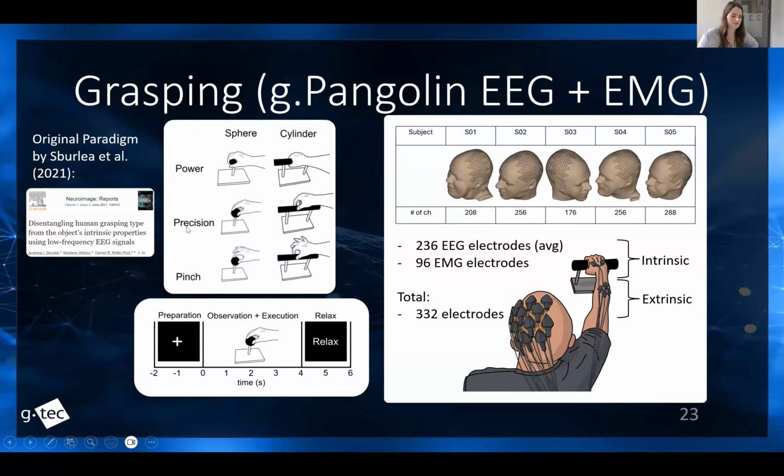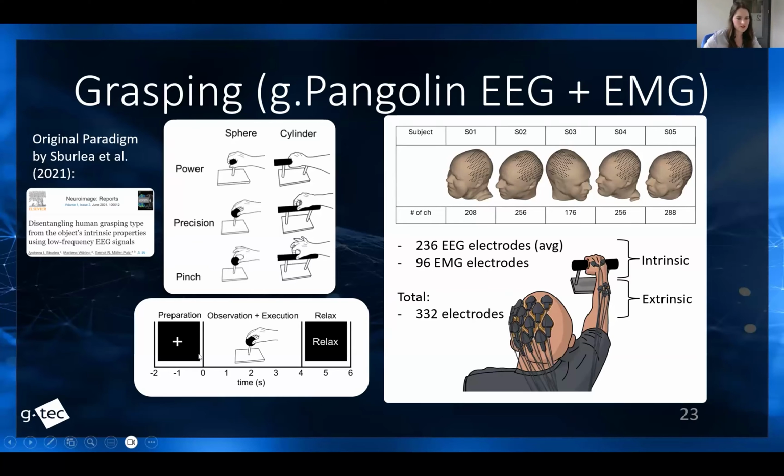And here you can see the different types of movements we included. So we have a power grasp, precision grasp, and pinch. We used a sphere-shaped object and a cylinder-shaped object. And for both objects, we had a smaller version and a bigger version, so 4 objects in total. The objects were shuffled between the blocks and in random order. And within the blocks, the grasping movements were also randomly presented.